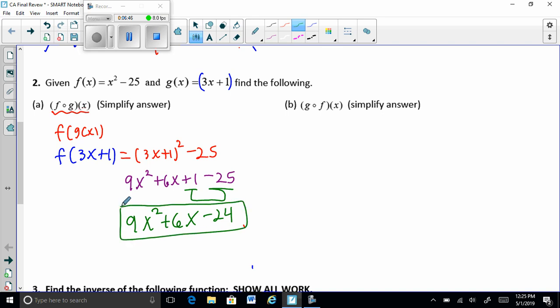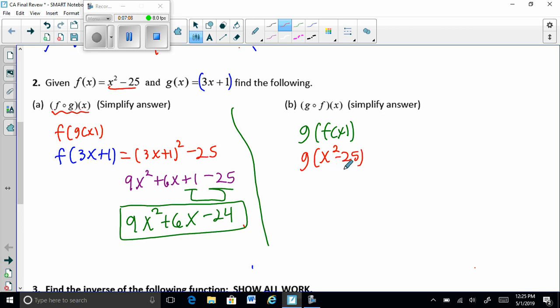There we go. Okay, now we're going to look at it from the other way just to get some more practice. Now we're going to do g of f of x. And so this time we're going to plug in the f function into the g function. So we're going to take the x squared minus 25. I'm actually going to place it for the x value of the g function. So 3 times (x squared minus 25). I have that plus 1 right there.